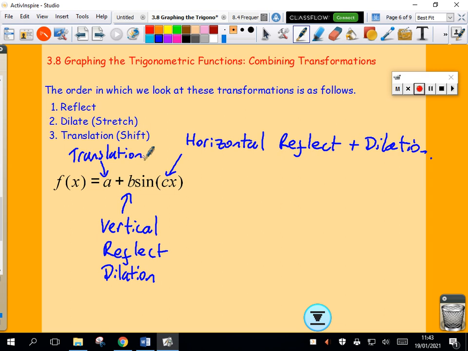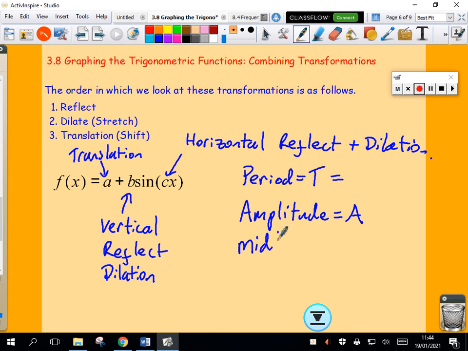In terms of the general quantities we talk about: period, which I'm going to denote from now on with the letter T, amplitude, which I'm going to denote from now on with the letter A, the midline, and the range. What's going to be affected by each of these different coefficients and additions? Well, the period is a horizontal measure of distance, so the period is going to be determined by C, and it's going to be measured in this way.